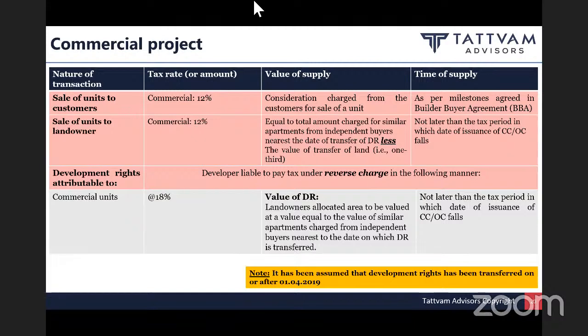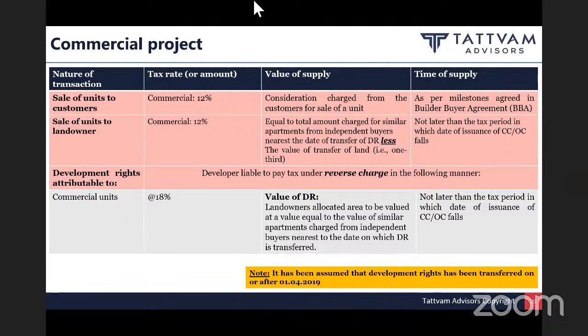Now moving on to the third transaction, the transfer of development rights. When the landowner has transferred this development right to the developer for this commercial project, there is no GST in the hands of landowner, but there will be an RCM in the hands of developer. So the developer has to pay under reverse charge mechanism on this receipt of development rights GST at the rate of 18%. And what will be the value? Value will be very important.